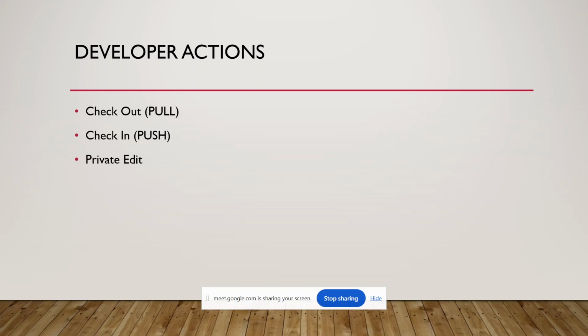Checkout, you pull the data. You update the data. After that, you push the data into your main code. That is checkout and check-in. So first, let's understand checkout and check-in in the Pega environment.